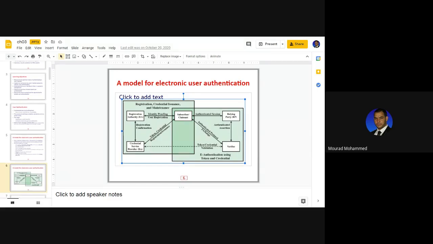Any questions, please, at this level? No question? Okay. Is this model clear to you? Yes, clear, Master. Great. We continue.